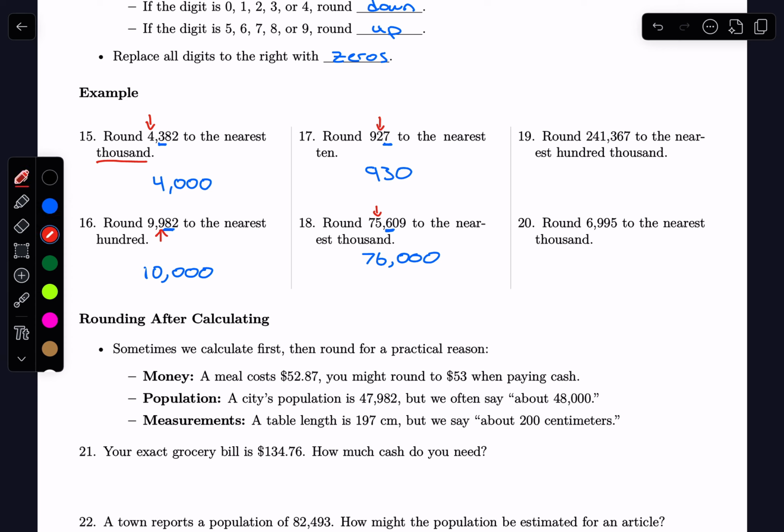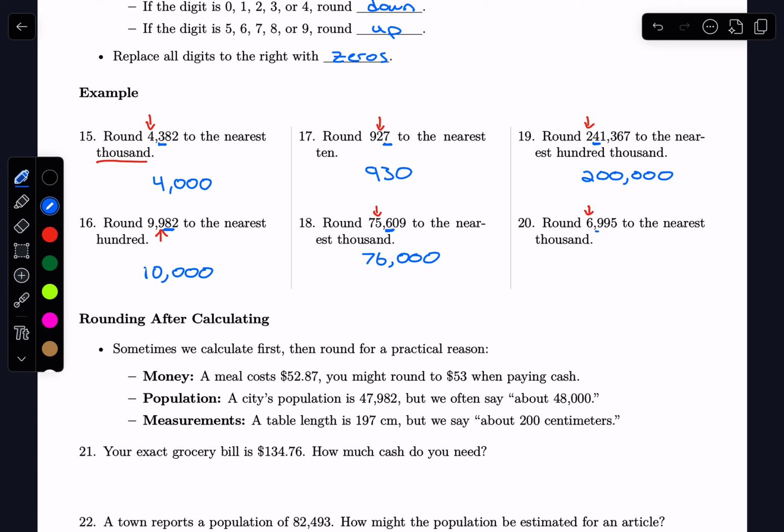Number 19, we're rounding 241,367 to the nearest 100,000, which is where the 2 is. So we look one digit to the right, and it's a 4, so we're going to round down, which means we are going to end up with 200,000, because we are saying that 241,000 is closer to 200,000 than it is to 300,000. Number 20, we're going to round 6,995 to the nearest 1,000, which is where the 6 is.